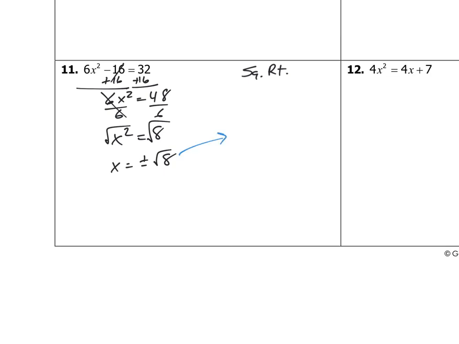Well, the square root of 8 can be simplified. We've already done this once. The square root of 4 times the square root of 2. The square root of 4 is 2, times the square root of 2. So I can bring that back over here. x equals plus or minus 2 times the square root of 2.